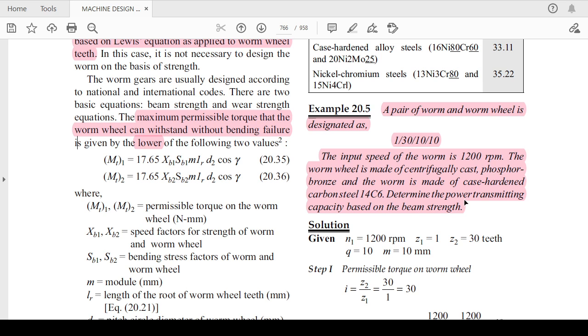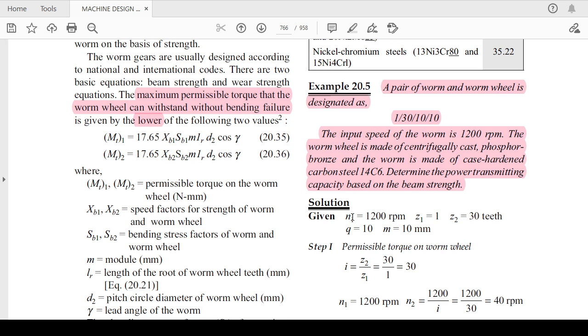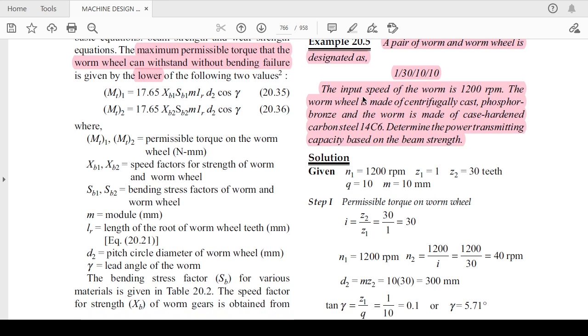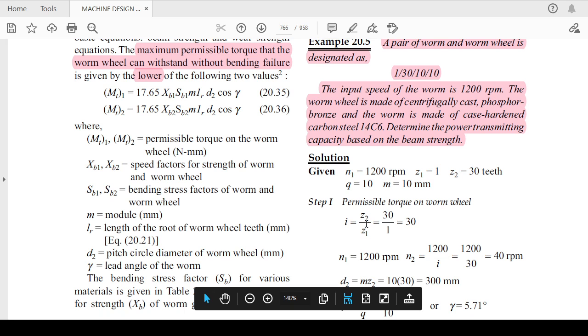Now you have to determine the power transmission capacity based on beam strength. The number of teeth for the worm is Z1, which is 1, and for the worm wheel Z2 is 30, given with the help of this designation of the worm and worm wheel drive. Only the input speed of the worm is given, so you have to calculate the speed of the worm wheel with the help of the speed ratio, which is Z1 by Z2, that is 30:1.